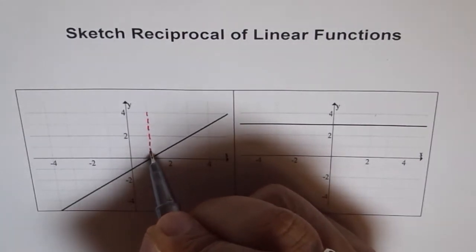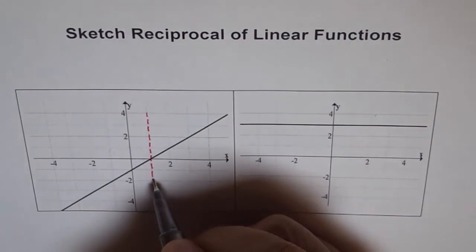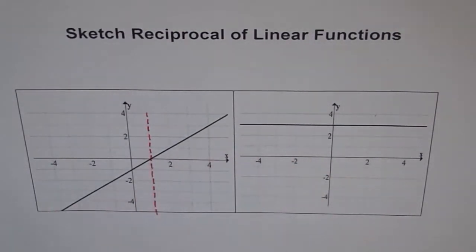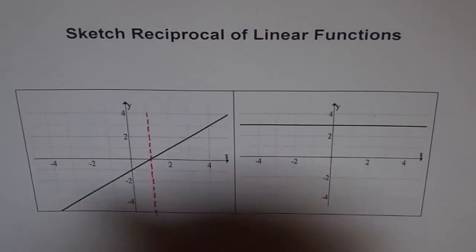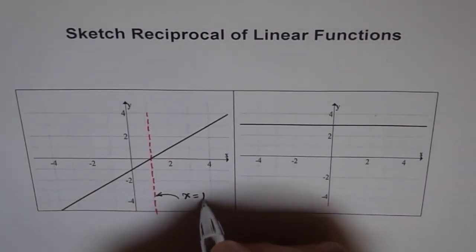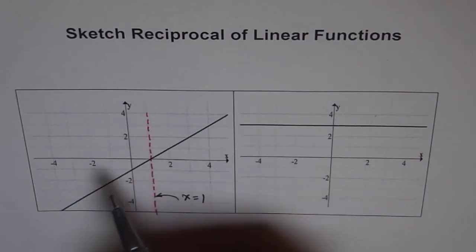So we say as the function approaches this point, in this case which is 1, as x approaches 1, the function approaches infinitely large value, and that is the definition of a vertical asymptote. So we have a vertical asymptote here, and the equation of vertical asymptote is x equals to 1.